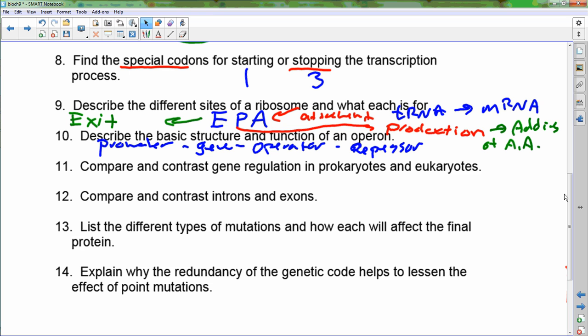Number 11, compare and contrast gene regulation in prokaryotes and eukaryotes. The basic thing you need to know here is that in eukaryotes, it's complicated. So this is prokaryotes, and that's fairly easy to understand. One thing can block the RNA polymerase from attaching. In eukaryotes, there's lots of different things that happen. I'm not going to go too far in depth, so just realize that it's more complicated.